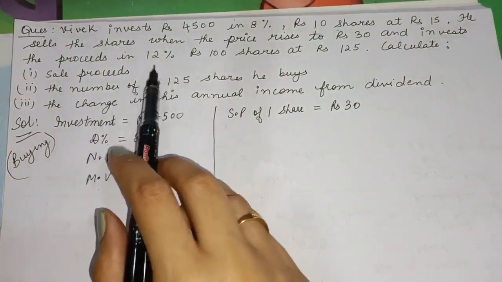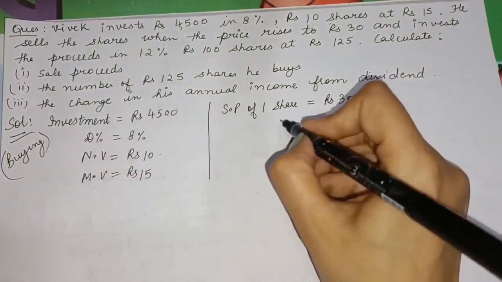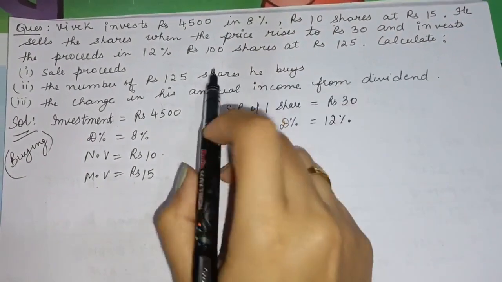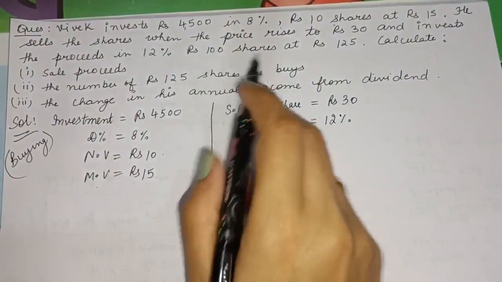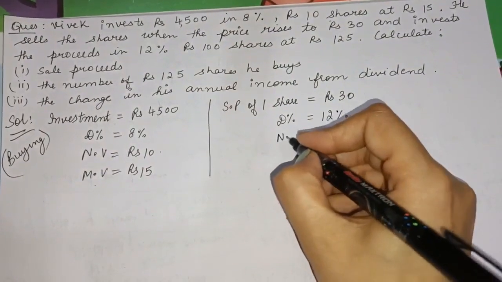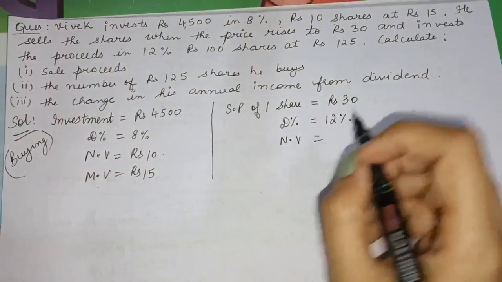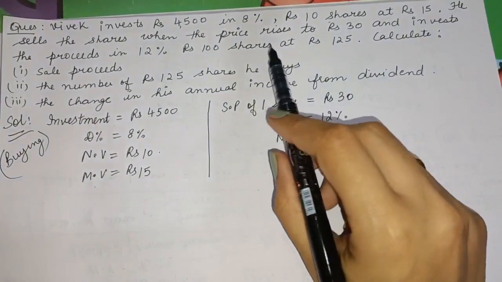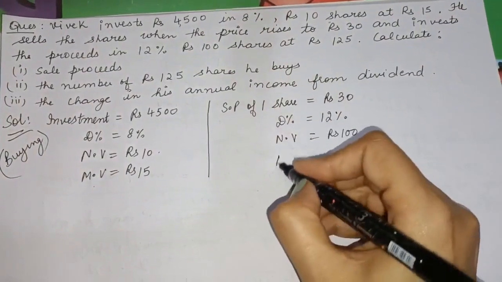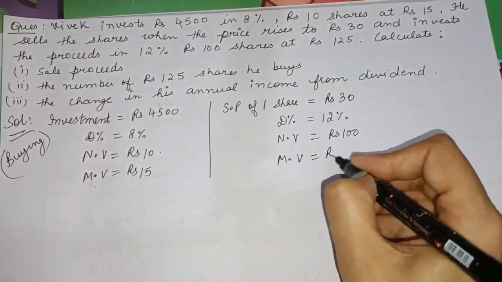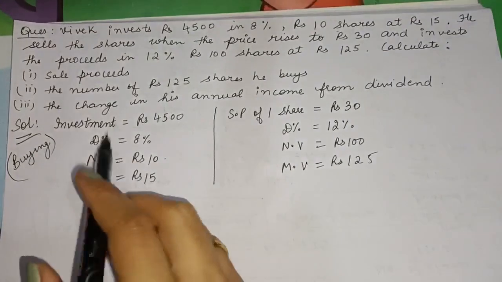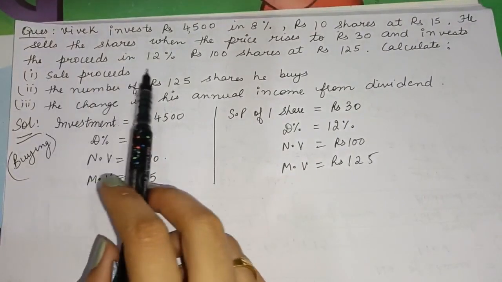In this case, the dividend percentage is 12%, rupees 100 shares. Rupees 100 shares means the nominal value is rupees 100. Rupees 100 shares at rupees 125, so the market value is rupees 125. First of all, what do we have to find? We have to find the sale proceeds.